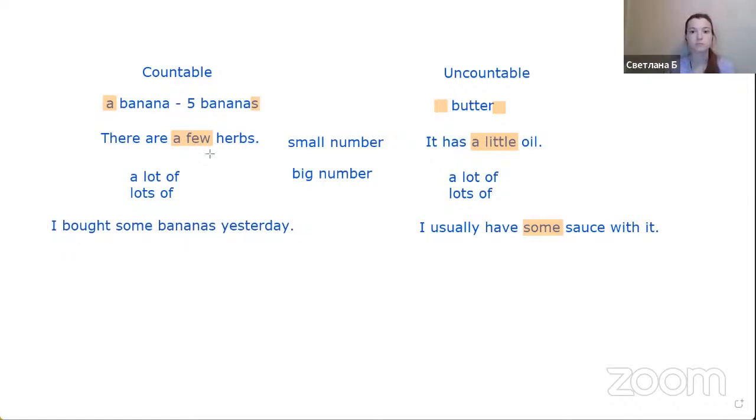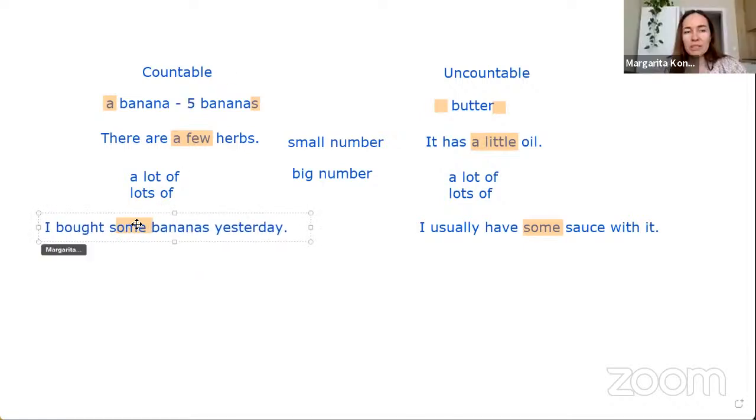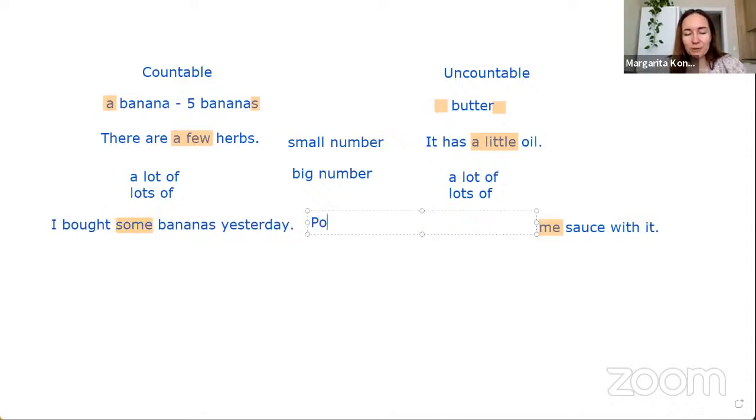That means some is used for both countable and uncountable, right? Tell me, please, are these sentences positive or negative? I bought some bananas yesterday. I usually have some sauce with it. Is it positive or negative? Positive. Both of them are positive. That means some we use in positive sentences. Maybe you remember what is for negative?